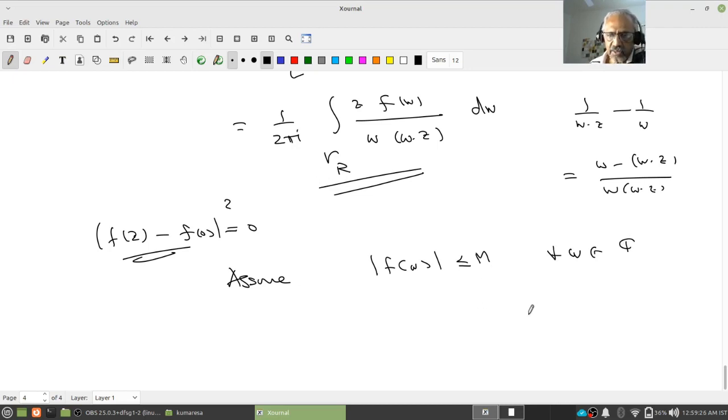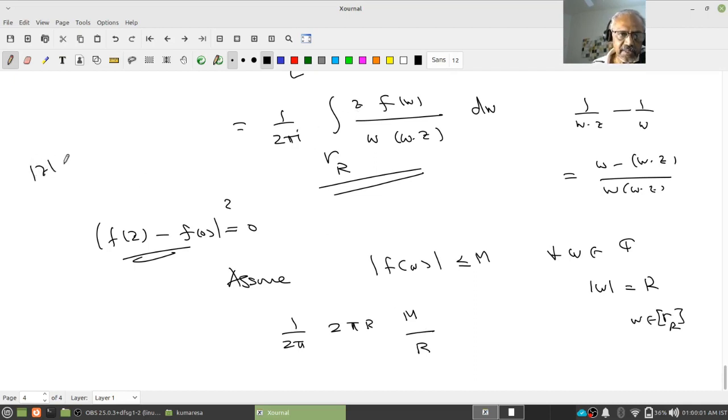Now let's look at the picture. What kind of estimates will I have? You have an intuition. If I put a modulus, 1 by 2 pi will come. Then I want the length of this, which will be 2 pi R. There is an R above. Now mod f of w is less than or equal to M. Now I want an estimate for mod 1 by w. Mod w is R for w in gamma R, therefore that will also be R. So this R and this R get cancelled. Now mod z is less than R, so if I substitute this inequality here, I will get an R here. Are you following me?